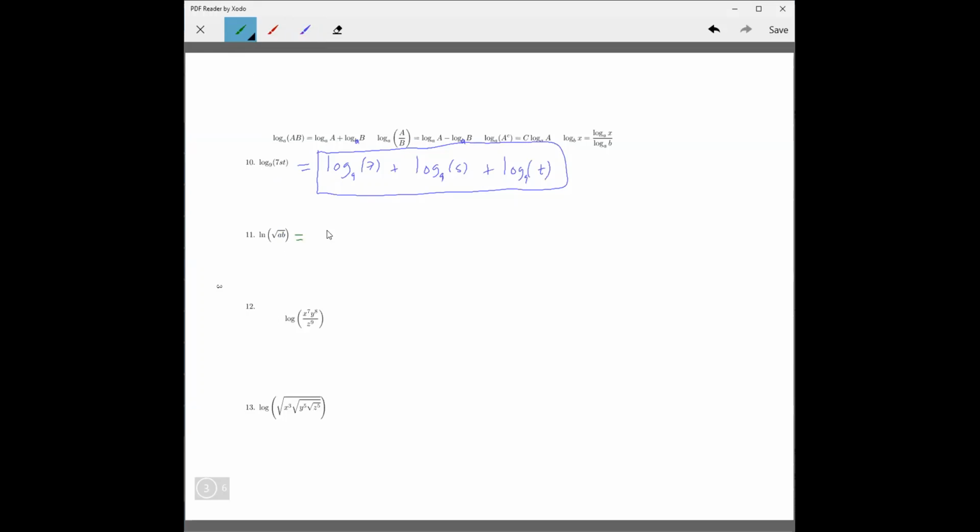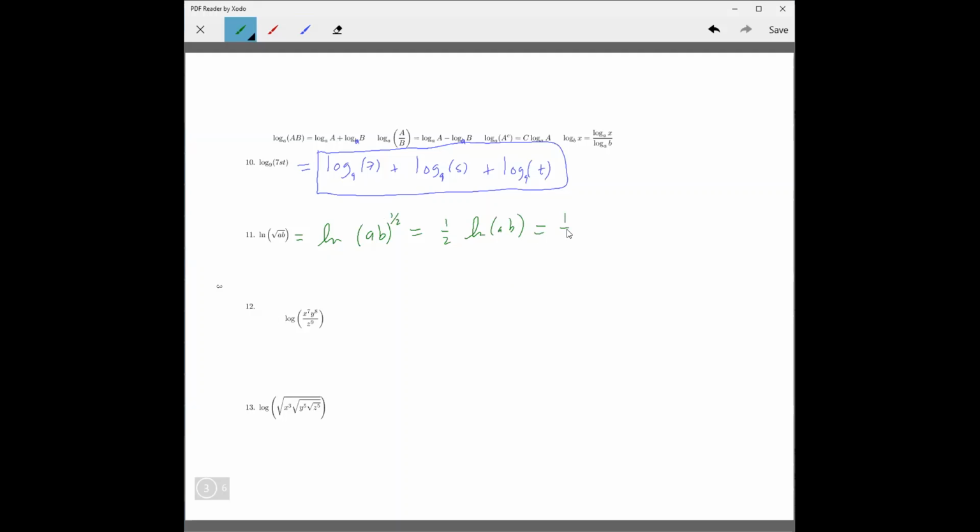This one is a natural logarithm, and it follows these same properties as well. This is a square root. So for the square root, we can rewrite the square root of AB as AB raised to the half power. Because it's a power, it can come down in front. So this 1/2 comes out in front here. And we're supposed to expand it out completely.